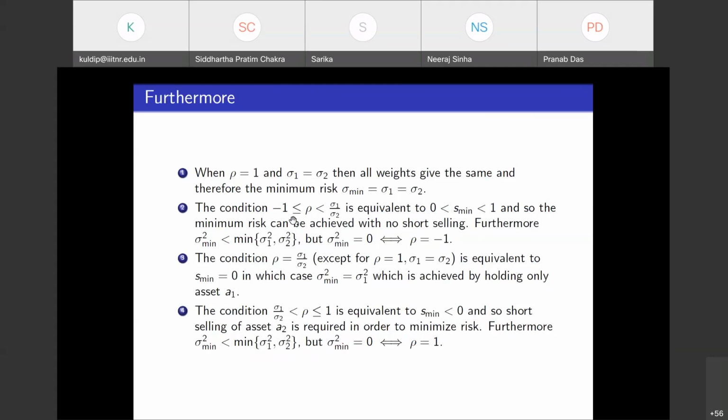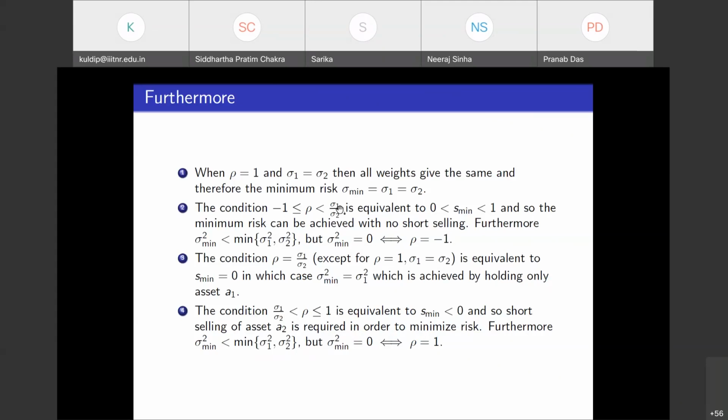Consider that rho is lying between -1 (included) but strictly less than sigma 1 by sigma 2, then no short selling is required for minimum variance. If your rho is strictly greater than sigma 1 by sigma 2 but less than or equal to 1, in that case you will need short selling in order to get minimum variance.